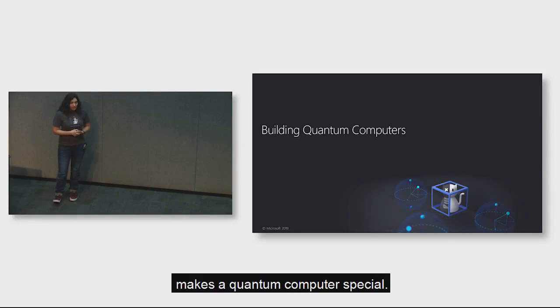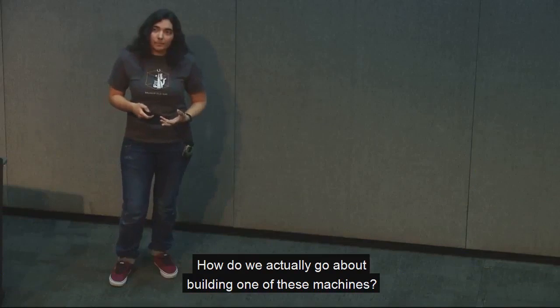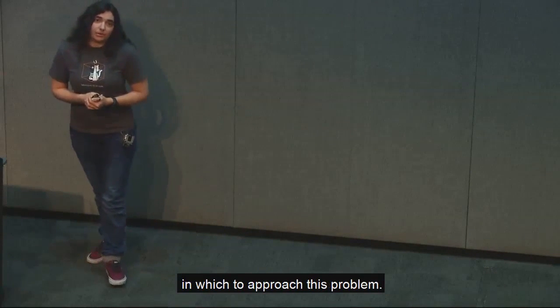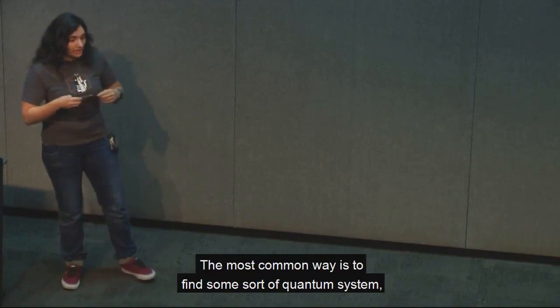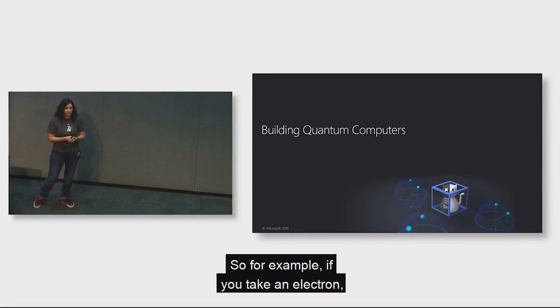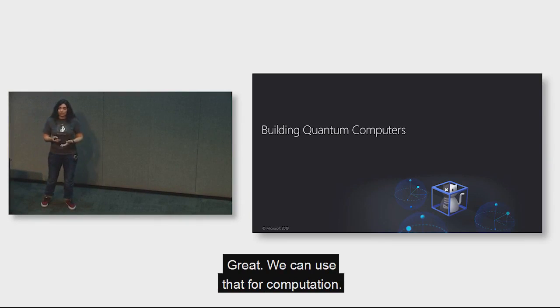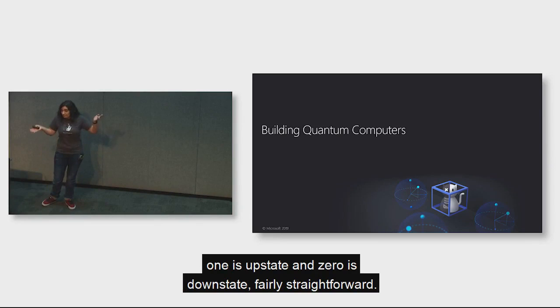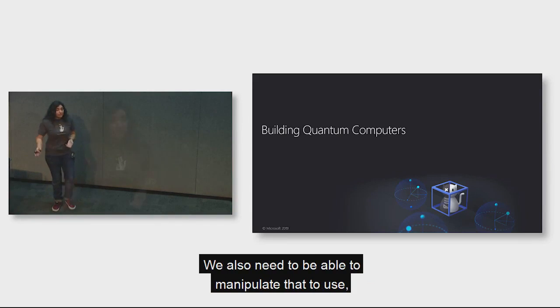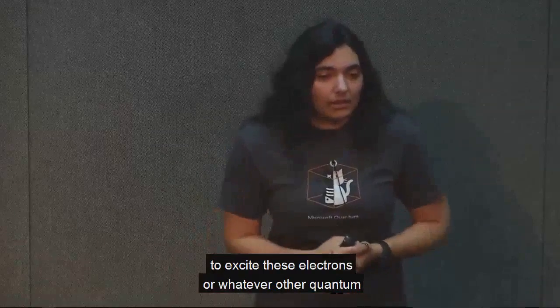Okay, so I've spoken a little bit about what makes a quantum computer special. How do we actually go about building one of these machines? There are a number of different ways in which to approach this problem. The first one, the kind of most common way, is to find some sort of quantum system, one that can have a two-state system. So, for example, an electron can either be spin up or spin down. We've got a two-state system. Great, we can use that for computation. We can represent, say, 1 as up state and 0 as down state. Fairly straightforward. We also need to be able to manipulate that, to use, say, laser pulses, for example, to excite these electrons or whatever other quantum system we're using, and to put them into superpositions and to perform computation.